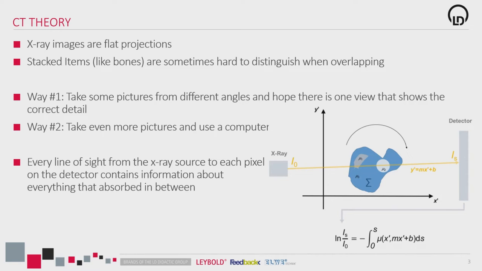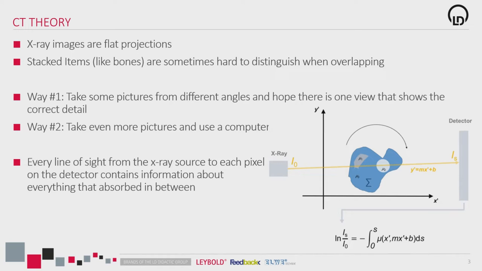So, CT theory. Well, as I said, X-ray images are just flat projections of everything that's inside the X-ray beam. And stacked items like the bones in a wrist or like all the body organs are overlappingly pictured on the X-ray image. And now how to circumvent that? We can take several different pictures from different angles and hope that we will get one view where there is a correct detail visible, for example, a broken bone. Or we can take more pictures and process them mathematically to reconstruct the full three-dimensional part of the object in the X-ray beam.